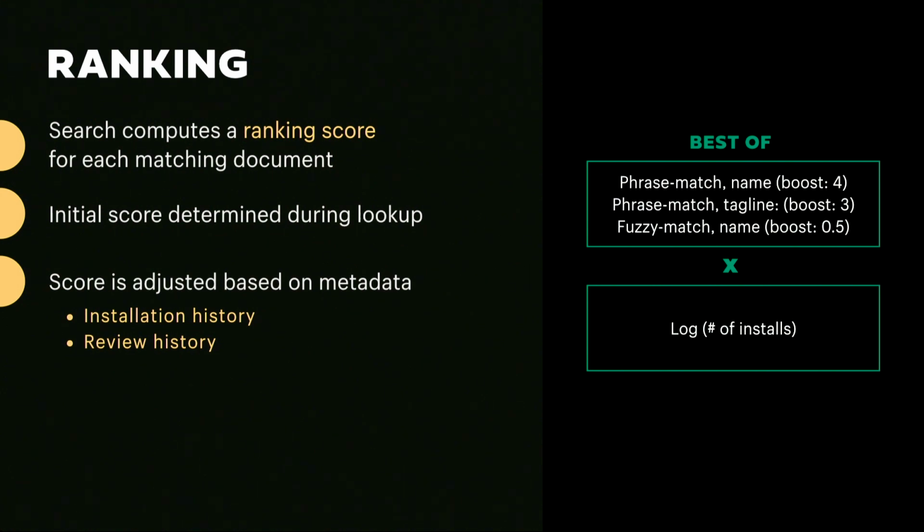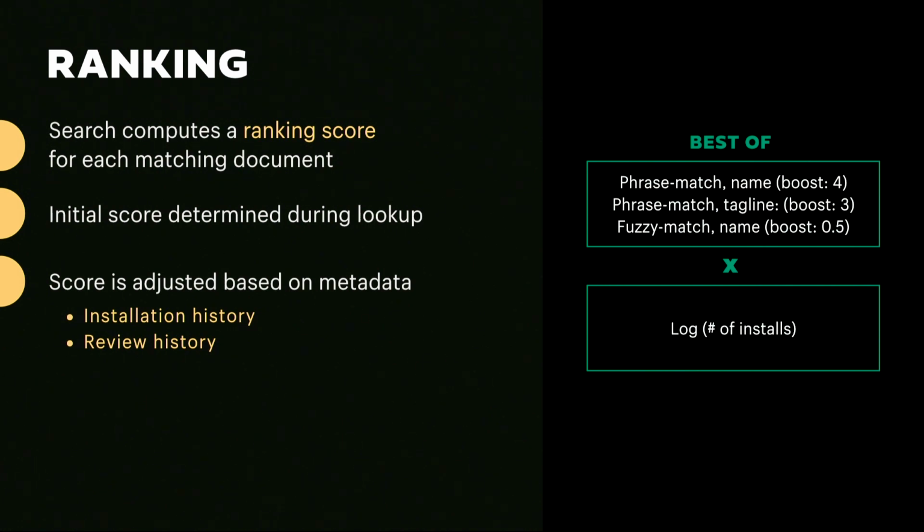Now, the ranking function that computes the score uses multiple inputs. First of all, the contents of your app listing. Then, in addition to that, there is metadata, such as installation history, review history, as well as a carefully curated set of search tags. Now, the initial score is determined during the lookup stage. It's based on which fields of your listing are matched. Then, that initial score is adjusted based on metadata.